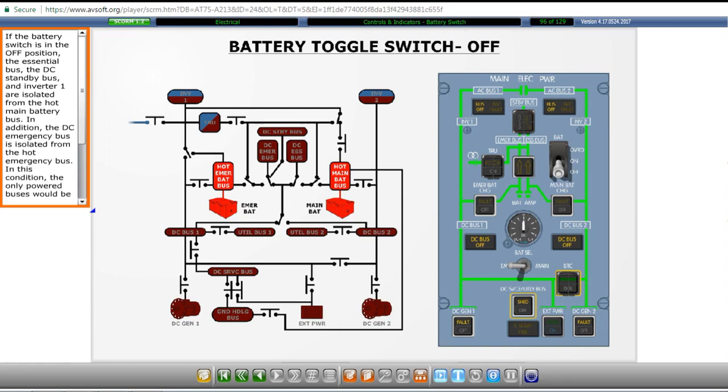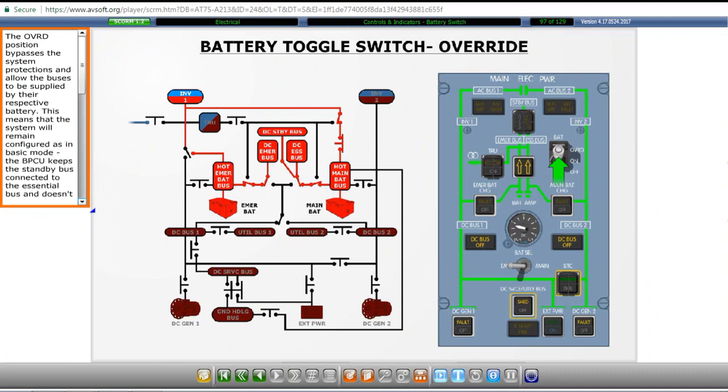If the battery switch is in the off position, the essential bus, the DC standby bus, and inverter 1 are isolated from the hot main battery bus. In addition, the DC emergency bus is isolated from the hot emergency bus. In this condition, the only powered buses would be the hot emergency battery bus and the hot main battery bus. The override position bypasses the system protections and allows the buses to be supplied by their respective battery.